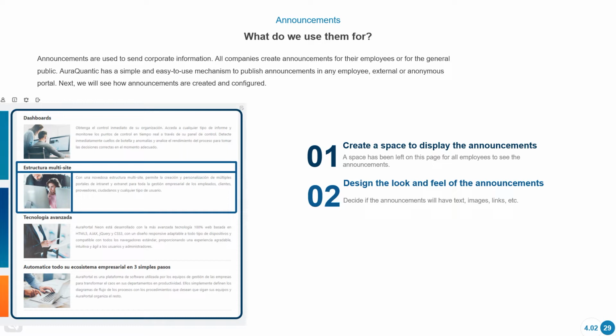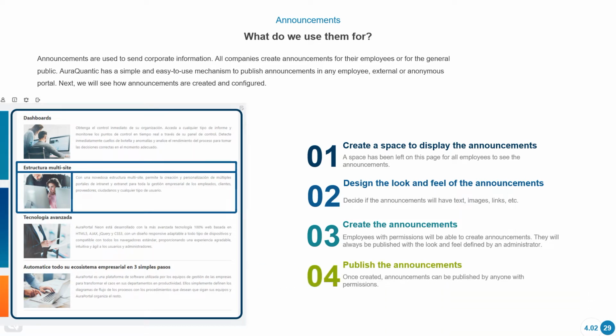Now we have to design the look and feel of the announcement. There are a couple of settings that we have to set up, like where we want the title, the image, and so on. We can also create the announcements by any user with permissions. We're going to learn how to do this too. And finally, we're going to publish the announcements. As soon as we publish them, they're going to appear in whatever space we have designed for this purpose. Here in the entry page, by default, we already have a space designed for this purpose. We're going to see how to modify the space or how to add new announcements.